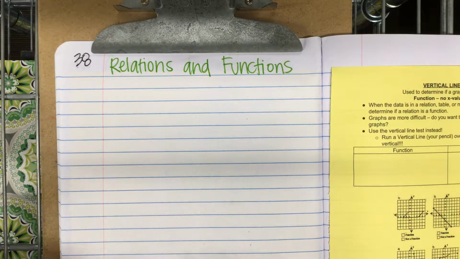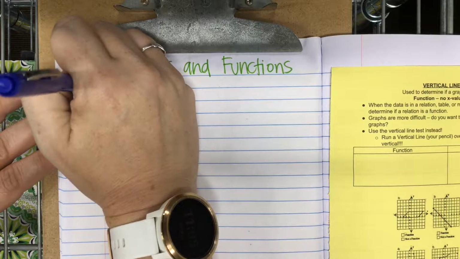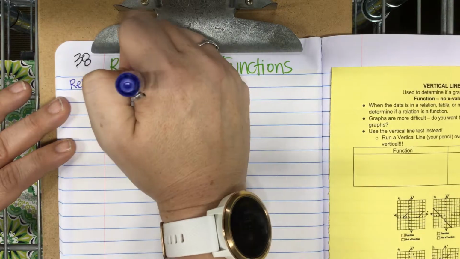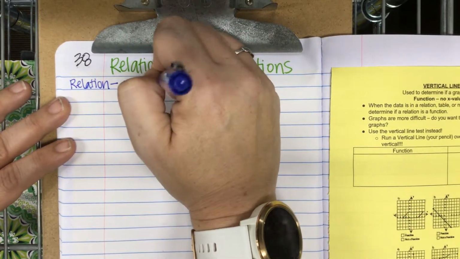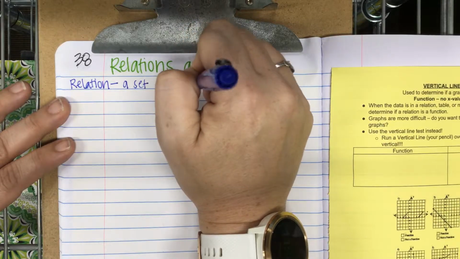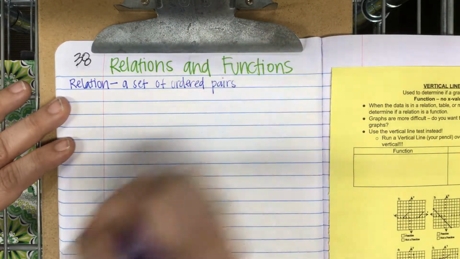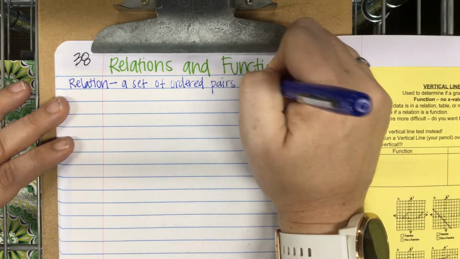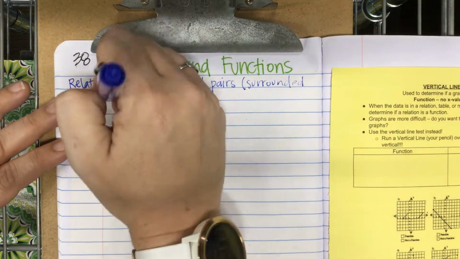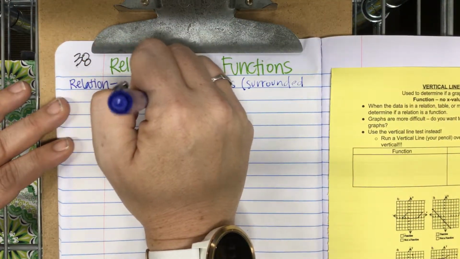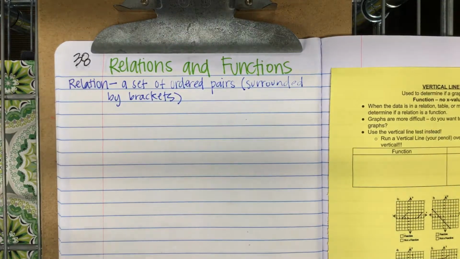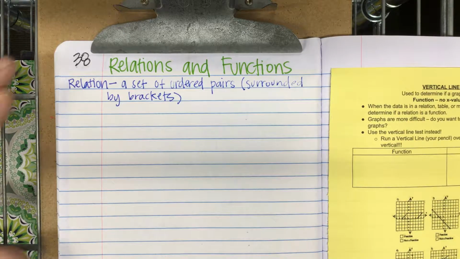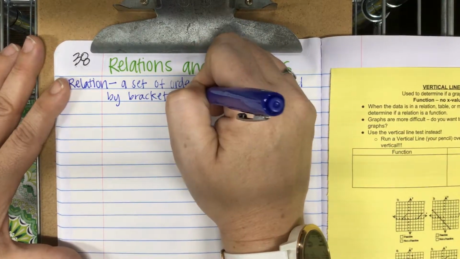All right, so let's start vocabulary. A relation. A relation is a set of ordered pairs. They're usually surrounded by brackets, which are different than parentheses, just so you know. They're these things.